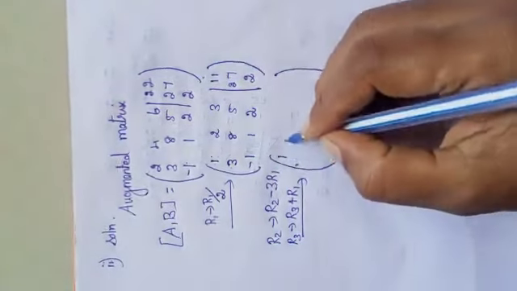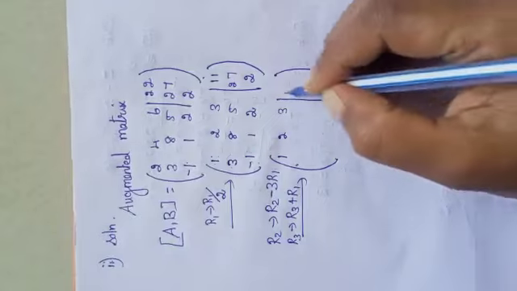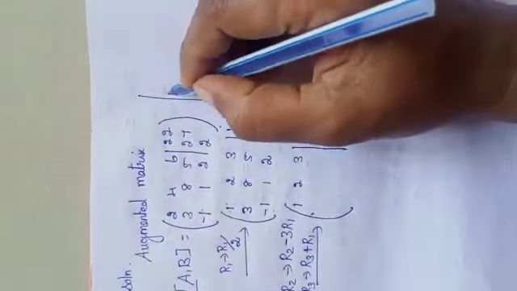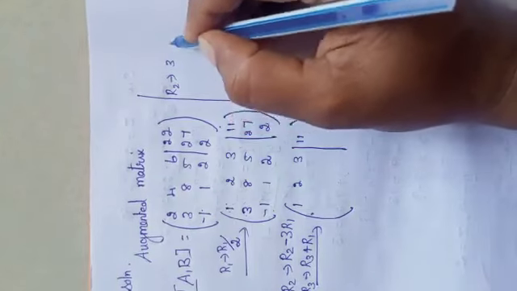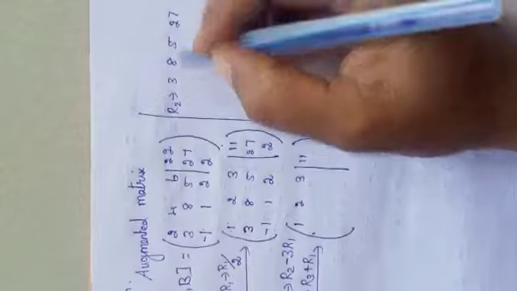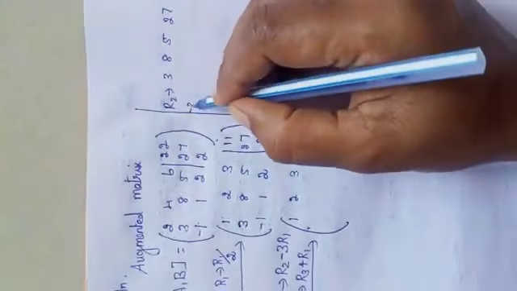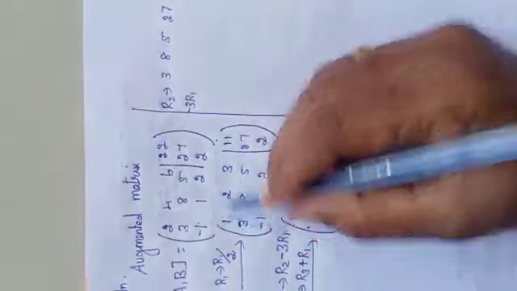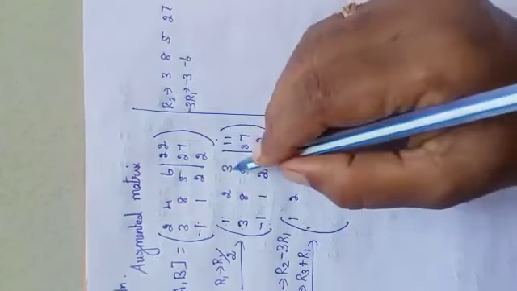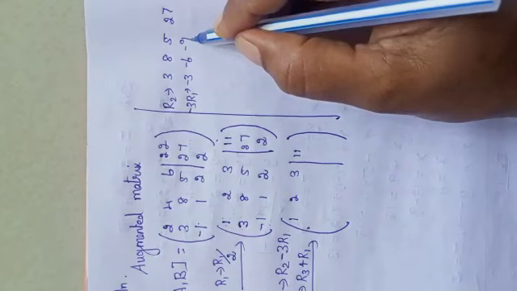So, the first row there is no change, so I am writing it as it is. Okay, here R2 values 3, 8, 5, 27. Now minus 3 into R1. This is minus 3, 2 into minus 3, minus 6, 3 into minus 3, minus 9.